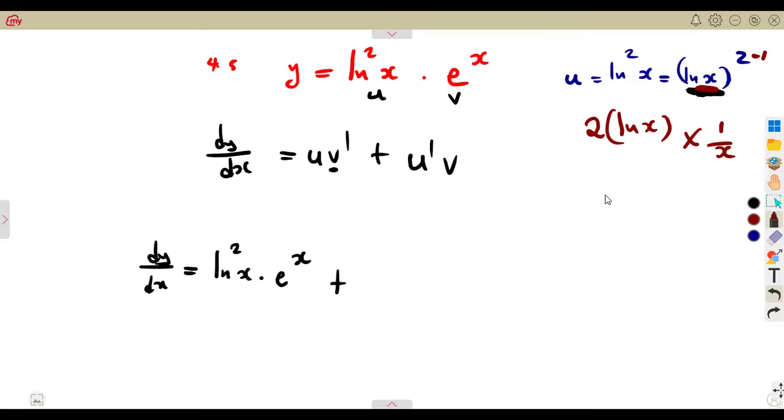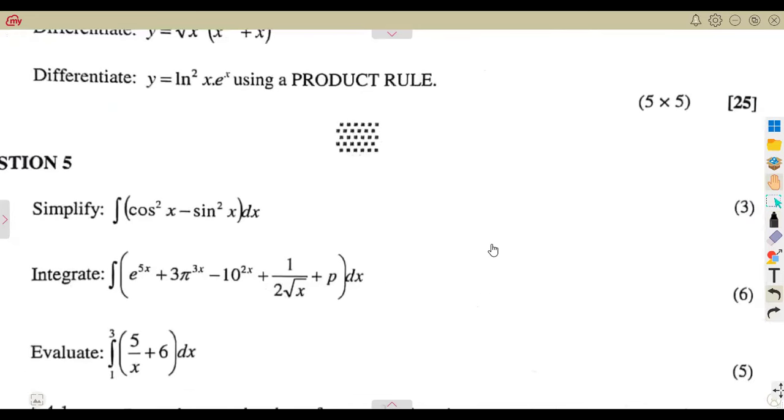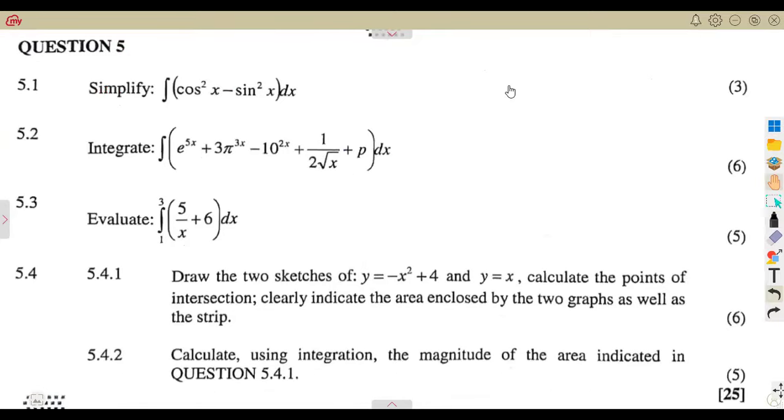It's 1 over x. So meaning to say, this part that we are seeing here is going to be 2 over x ln x. This one, 2 over 1. So we're going to obtain 2 over x, the ln of x, times v. V as it is, which is e to the exponent of x. That's it. We're done. You've differentiated each term. There's no need for you to simplify anything. Just differentiate each and every part separately.